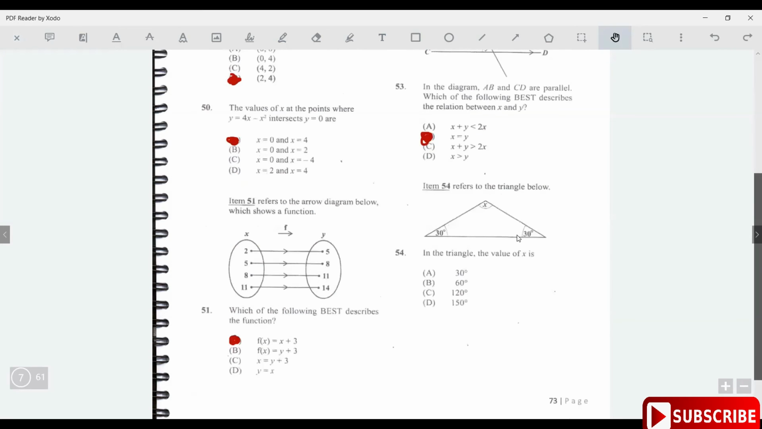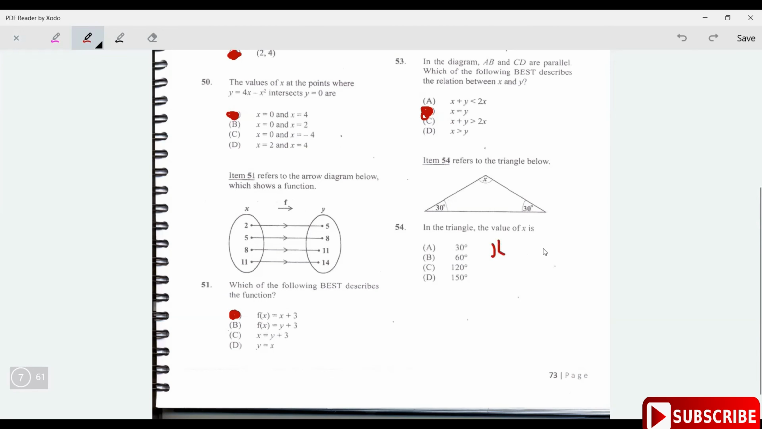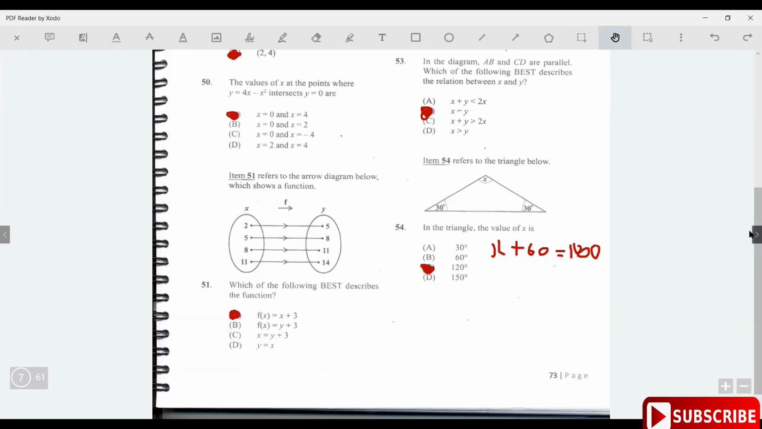Question 54. In the triangle above, what's the value of x? 30 plus 30 is 60, and you need angle x. So angle x plus 60 is 180, and so 180 minus 60 will give you angle x. So that is 120. Angle x is 120. Easy question, solved.